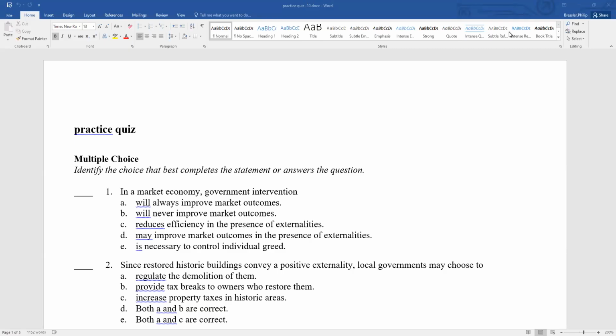Okay, I'm going to start going over the questions on the practice quiz. In a market economy, government intervention, the answer is D as in dogwood, may improve market outcomes in the presence of externalities. In a positive externality, we know the market underproduces, so a subsidy will help. In a negative externality, we know the market overproduces and a tax could improve the market conditions there. So D was the answer for number one.